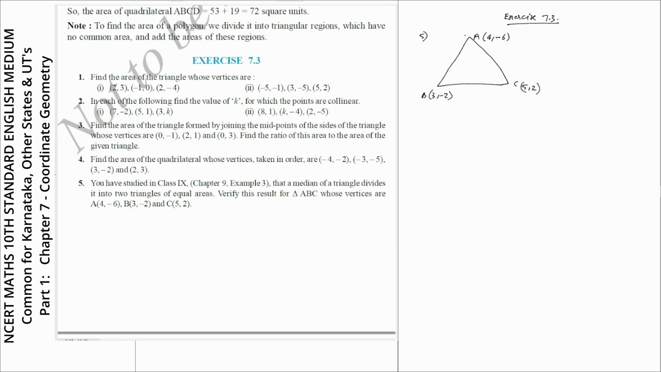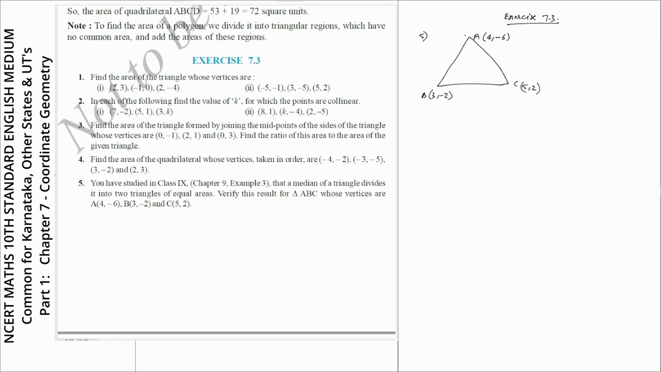Exercise 7.3, question number 5. You have studied in class 9th, chapter 9, example 3, that a median of a triangle divides it into two triangles of equal areas. Verify the result for the triangle ABC, whose vertices are A(4, minus 6), B(3, minus 2), and C(5, 2). So the vertices are taken like this in this triangle. You can see the figure.